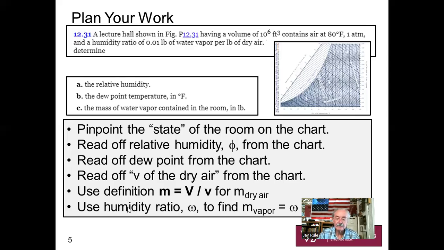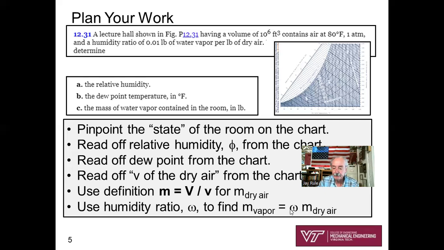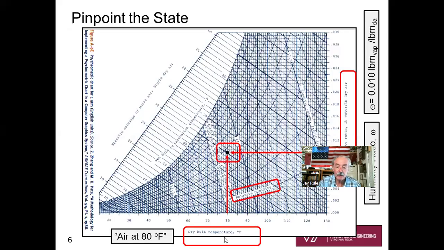And then we've got the humidity ratio given: 0.01 pounds of vapor per pound of dry air. Then it's child's play to get the mass of the vapor. The mass of the vapor is omega, the humidity ratio, times the mass of dry air. Simple as that. So that's where we're headed. So now let's go on to our psychrometric chart.